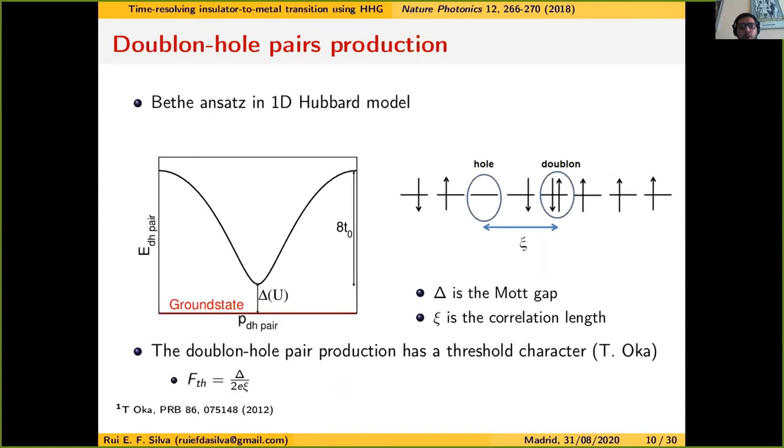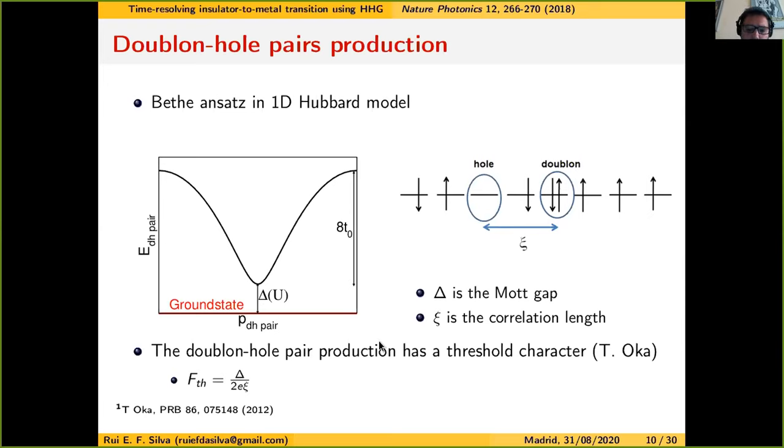So how can you produce, or what is the physics behind, this doublon-hole pair production? In the one dimensional Hubbard model, we can solve quasi-analytically using the Bethe ansatz. And we know that the charge excitations of the Hubbard model are gapped from the ground state by delta, that is the Mott gap, that is, at least for a very large U, proportional to U. Your charge excitations have a bandwidth of 8 times T0. And also we know from the analytical solution the correlation length, the typical distance between a doublon and a hole in the excitation.